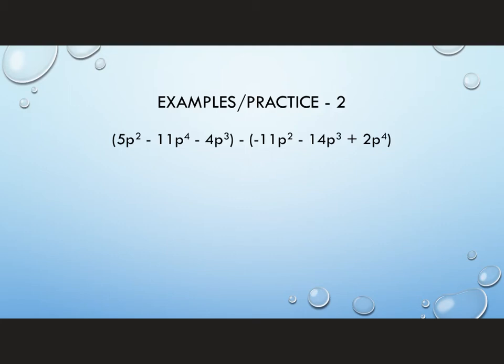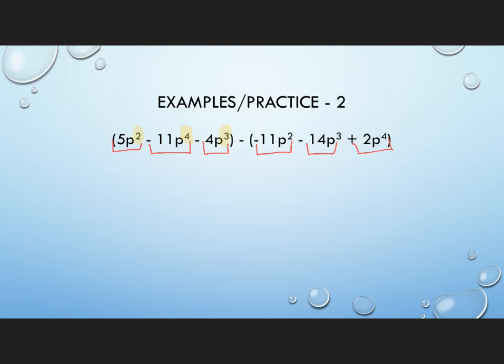So this one's a little bit less straightforward. One thing to remember, if my numbers have different exponents, they cannot be combined. This 5p squared can only go with this term. This term can only go with this term because we got p to the fourth. Here we have p to the third, here we have p to the third. So that looks relatively straightforward.